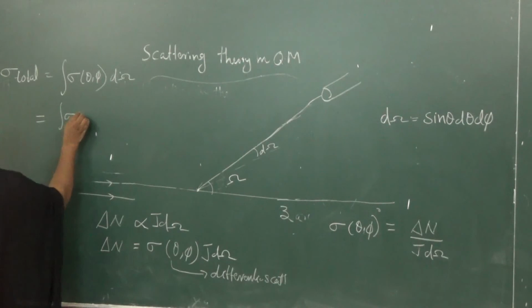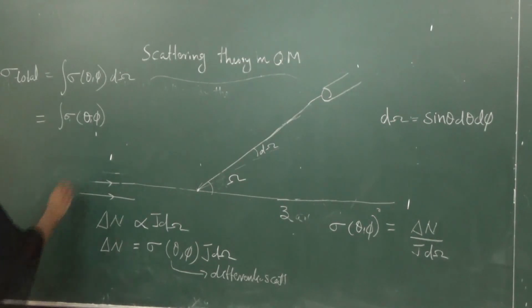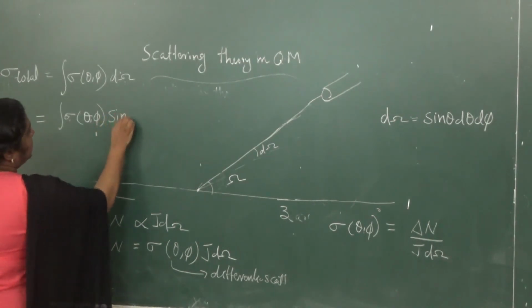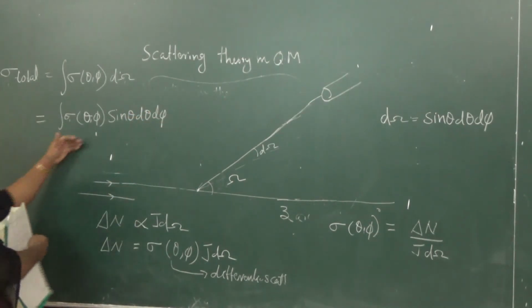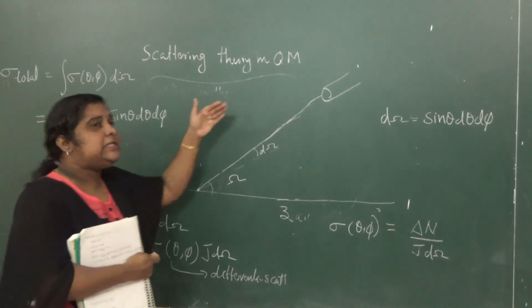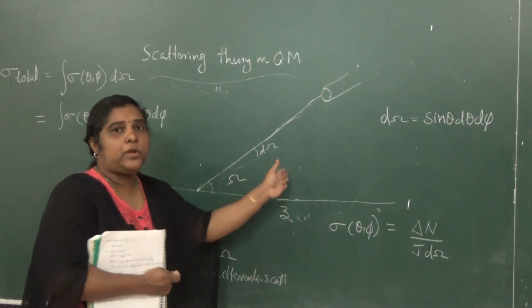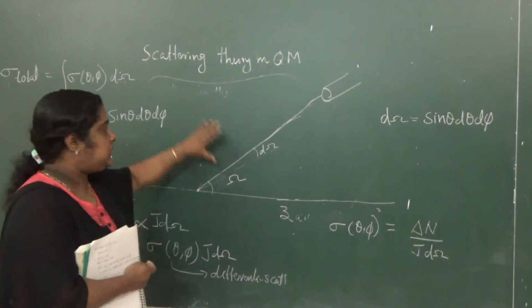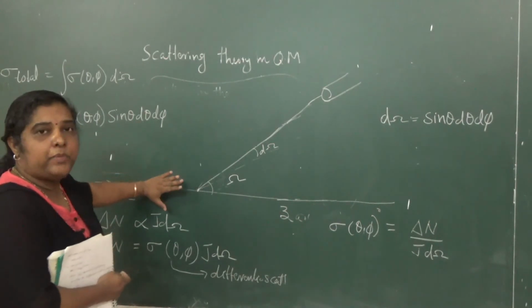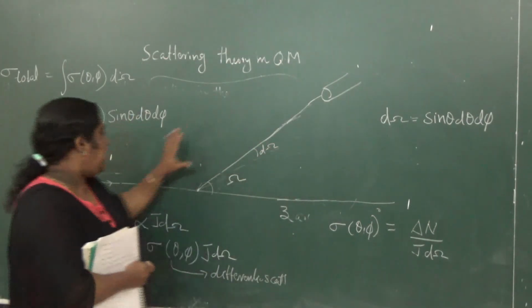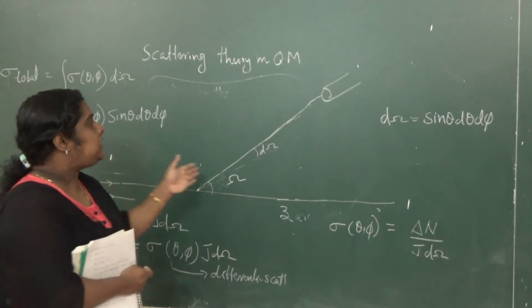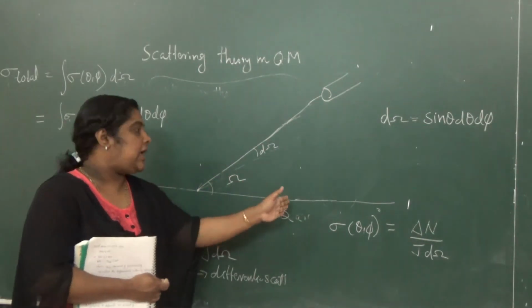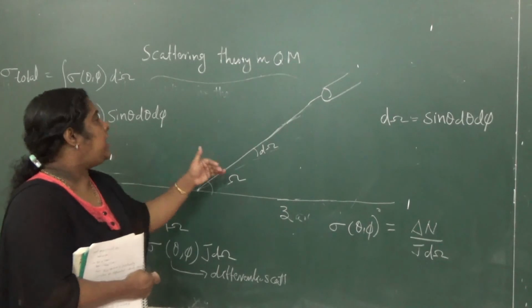Sigma theta phi d omega, which is defined already, is sin theta d theta d phi. There won't be any dependence on phi, the azimuthal angle, because the scattering plane means the plane containing the direction of the incident particles and the z axis. So phi lies in the perpendicular plane of this scattering plane, and there won't be any dependence on phi.